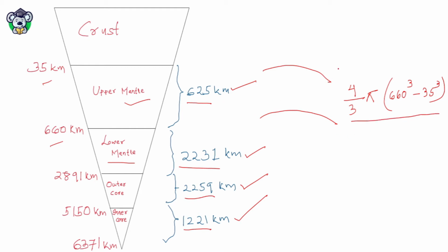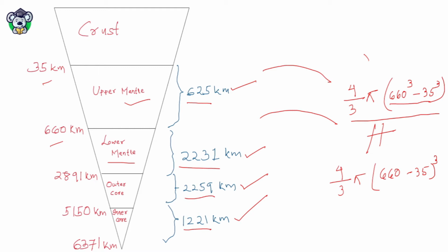Students generally do it like this: for the difference a cube minus b cube, they put directly a minus b to the power cube. That will be wrong. This is not equal to 4 by 3 pi (660 minus 35) cube. If you take the cube of this 625 kilometer, then it will give a wrong answer. So don't do like that.